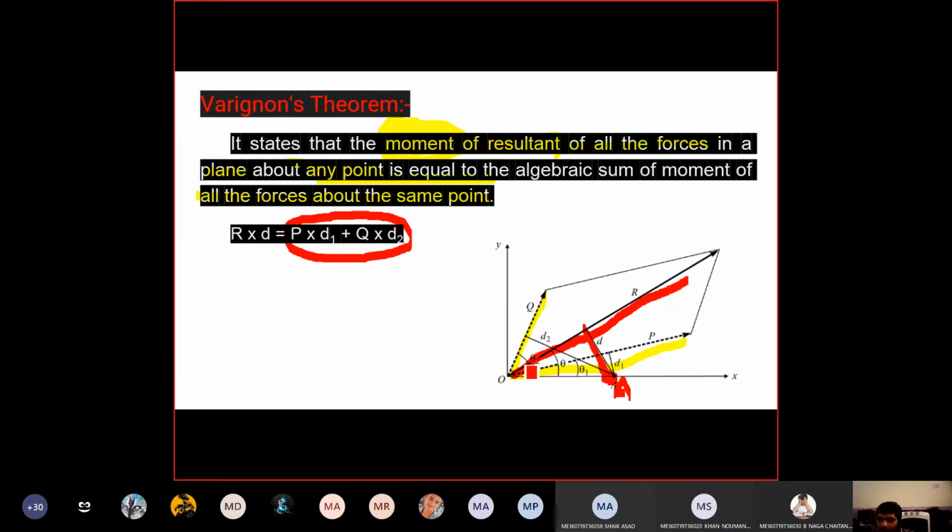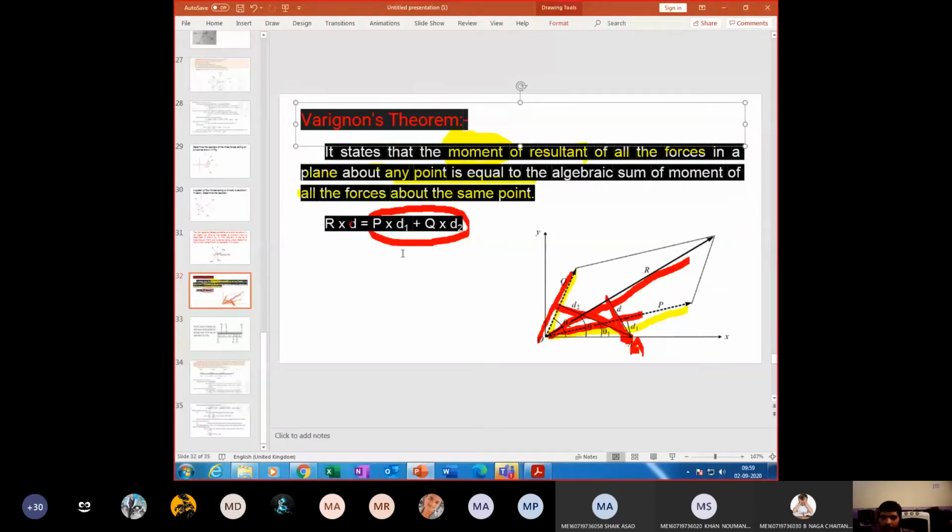Now it is clear. See, P into perpendicular distance is D1. Next, Q into perpendicular distance is D2. Next, resultant into perpendicular distance, here I mentioned with the help of D. Now it is clear. Any doubt? No, sir.